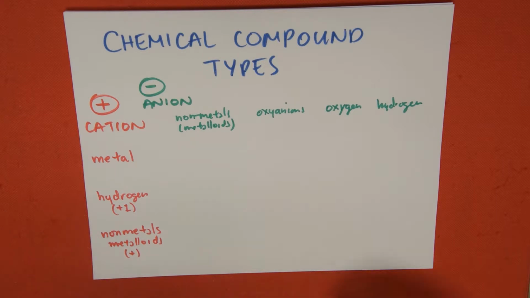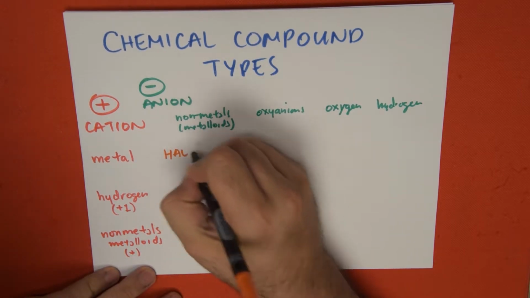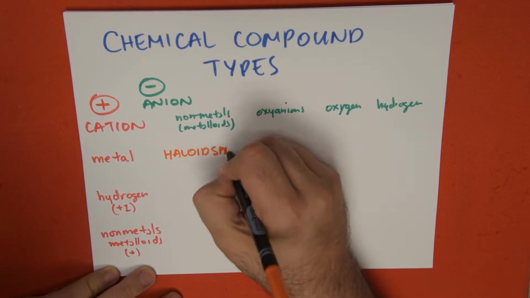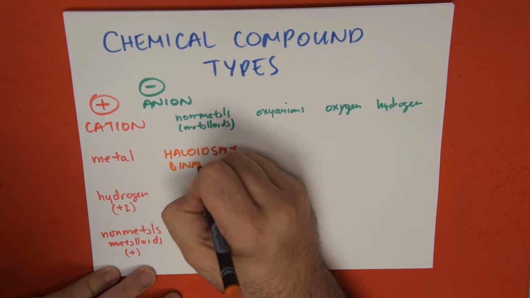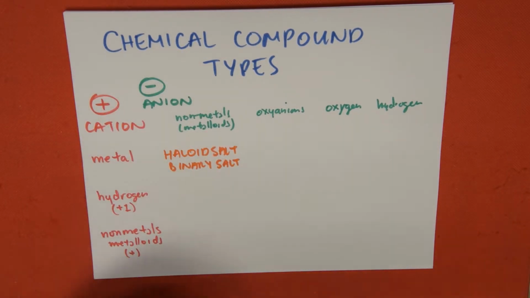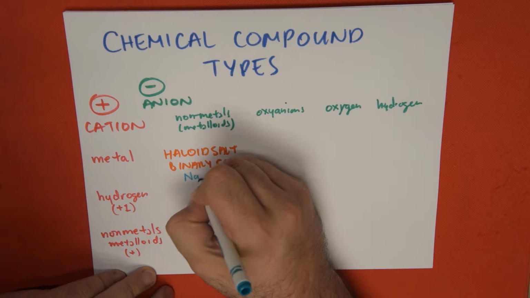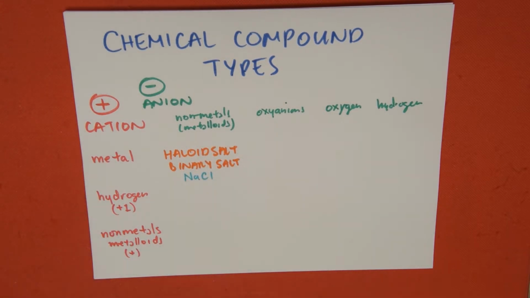So this is just a quick video so that we identify the different types of chemical families. Whenever our cation is a metal and the nonmetal becomes the anion, the type of family we're going to have is haloid salt, which is also called binary salt. A quick example of this would be the simplest one: metal, sodium, nonmetal, chlorine. So, sodium chloride.